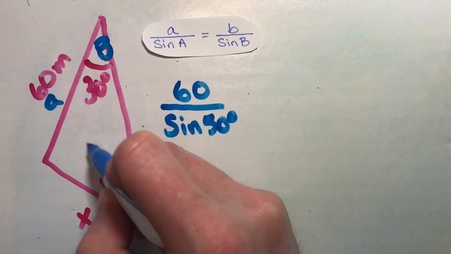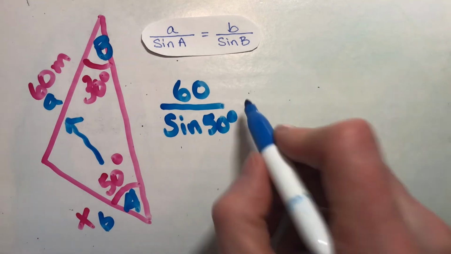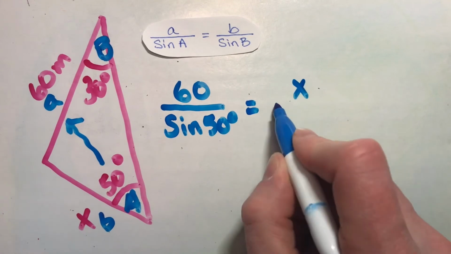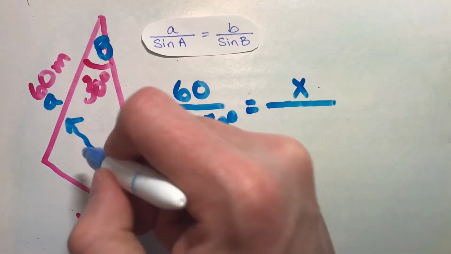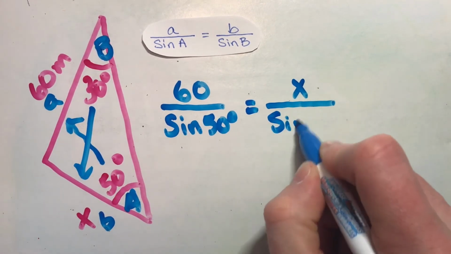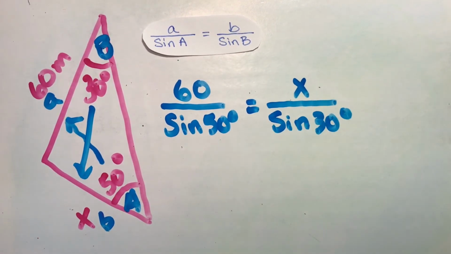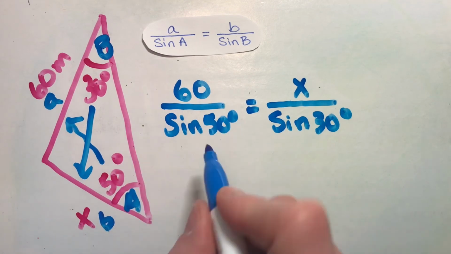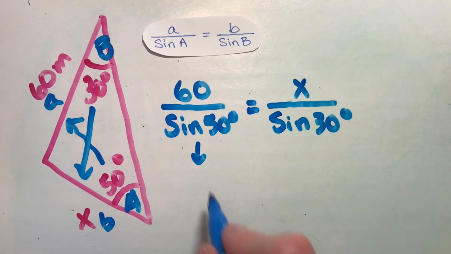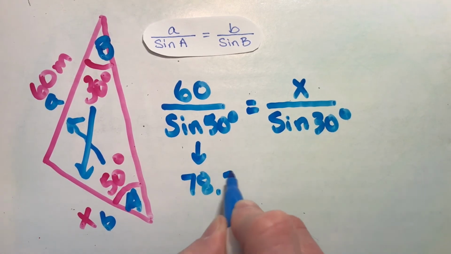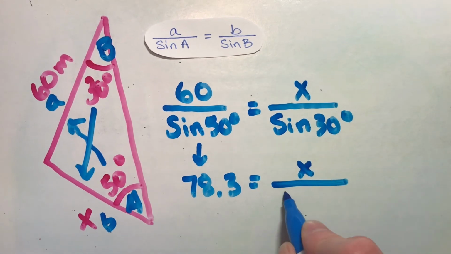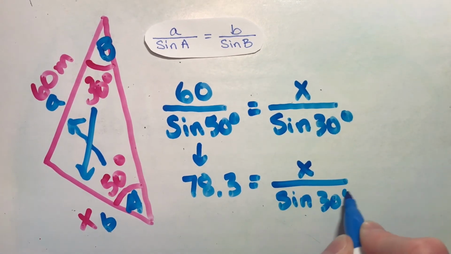Just for convenience, it might always be good to label your diagrams and indicate the opposites as well, match them up. Now, side B is x, that's our unknown, so of course that's in the numerator once again, and of course that goes along with the angle that's opposite to it, which is sine of 30 degrees. As with the first question, if we set this up properly, we can always solve this first fraction. Plugging it into a calculator, we end up with 78.3 being equal to the right-hand side, which is x divided by the sine of 30 degrees.